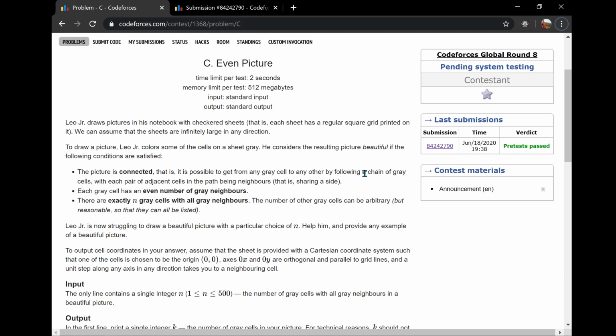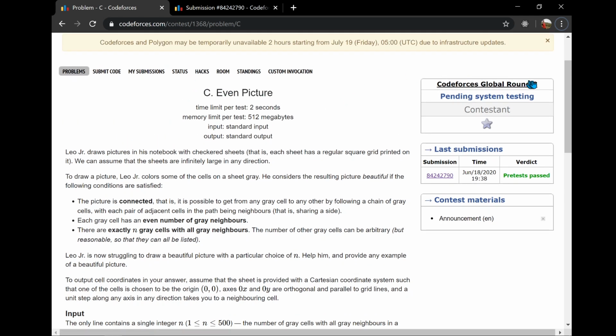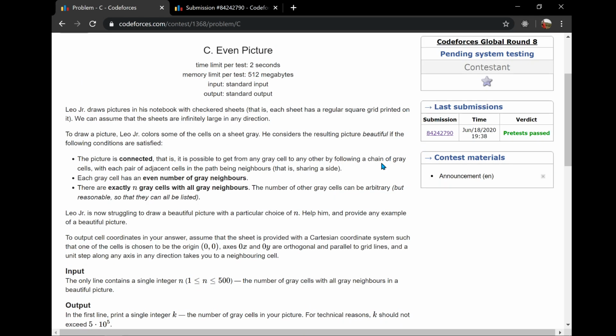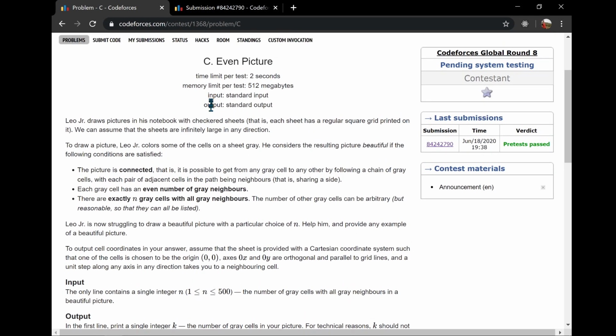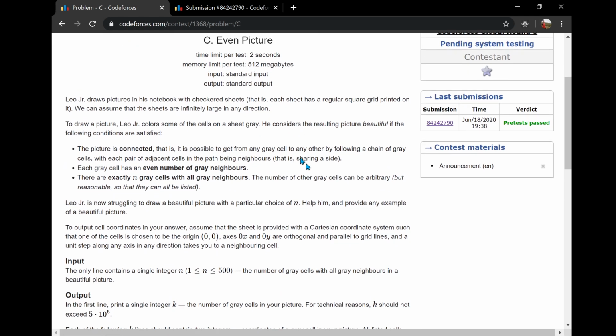In this video, we will be discussing the Codeforces Global Round 8 problem C. This was a very recent round which happened just now. So we will be discussing this problem. This was a really great problem, and without further wait, let's get to the problem.